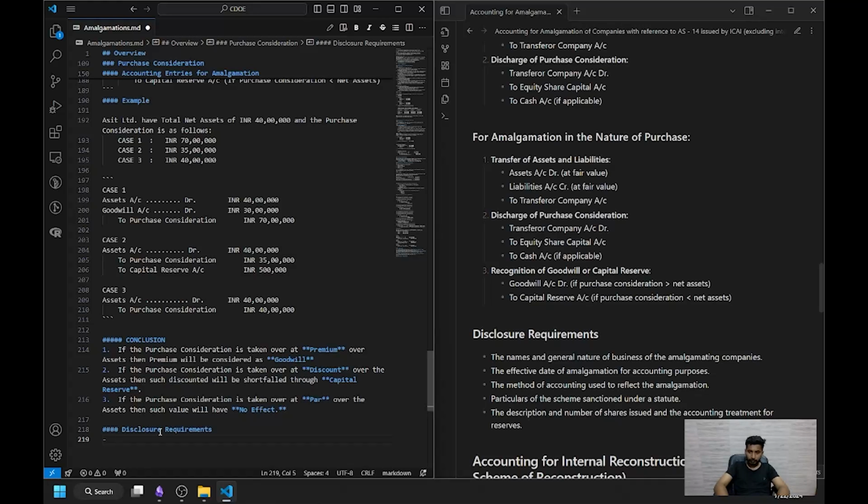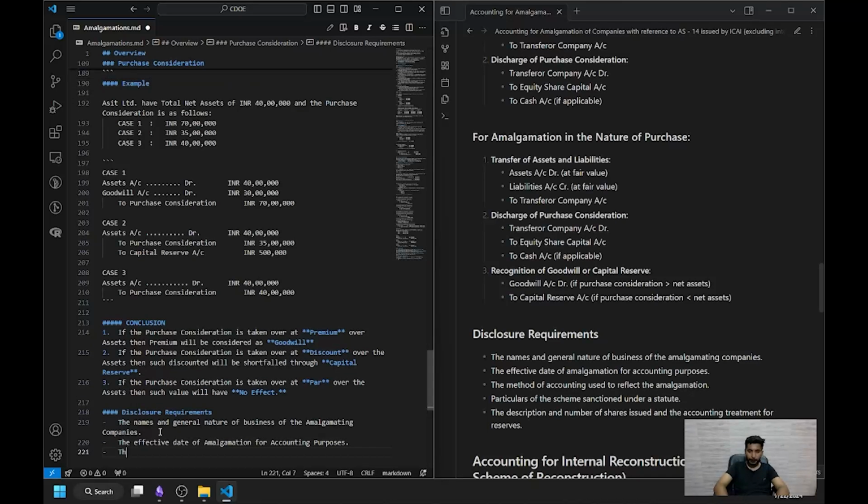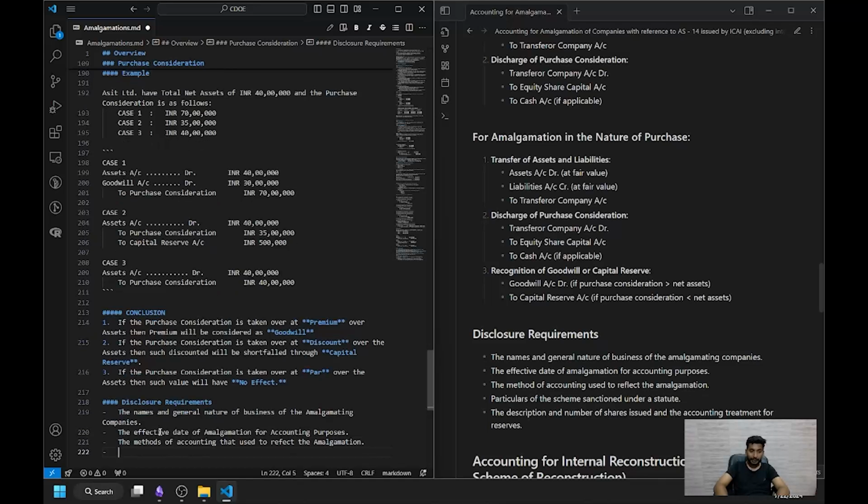Talking about the disclosure requirements, the names and the general nature of the business of the amalgamating companies. When we are doing any amalgamation, we need to specify the names and the nature of their business. While doing the amalgamation, we need to disclose that. Then we also need to clarify the effective date of amalgamation for accounting purposes. Okay. Thirdly, the method of accounting that we are using to reflect the amalgamation, either the nature of merger or the nature of purchase. We need to specify and disclose that.